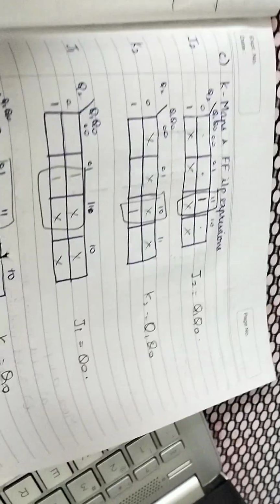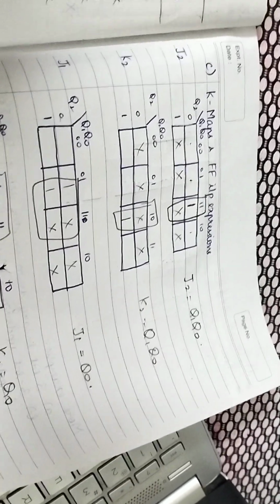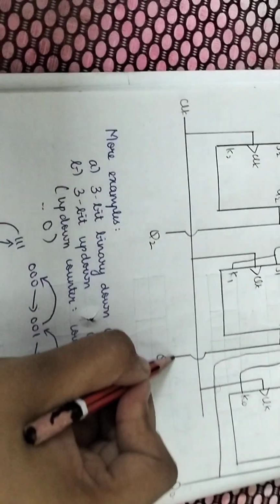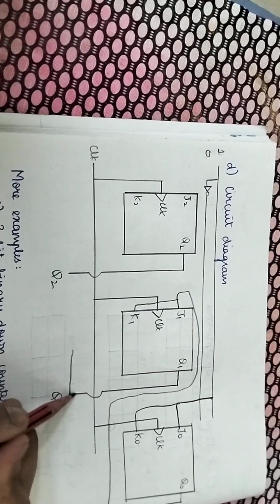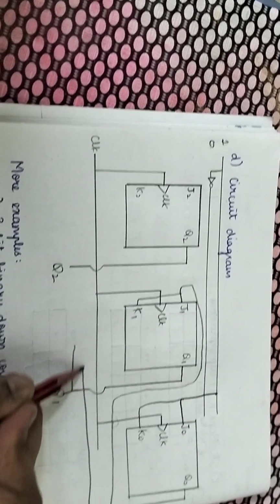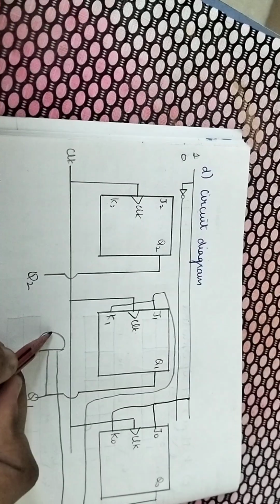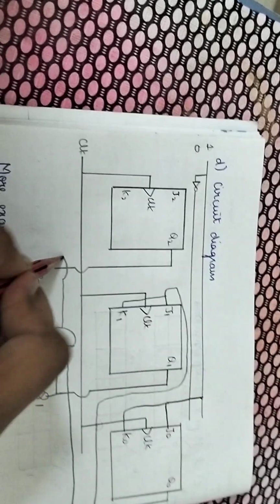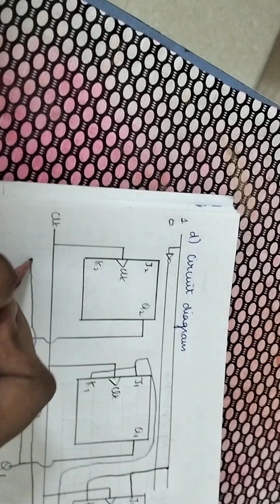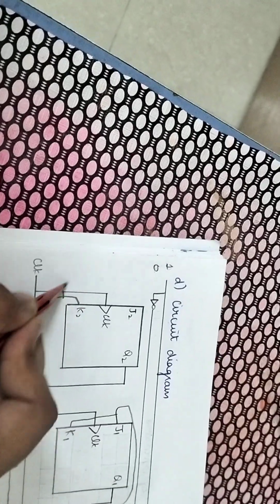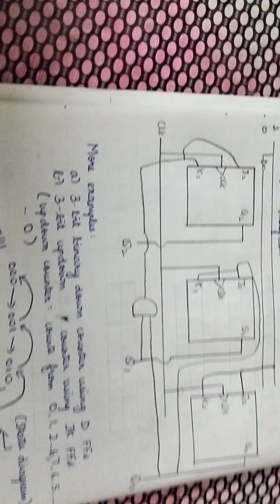Finally, we have J2 and K2 are Q1 and Q0. So you take Q1, you take Q0, connect them by an AND gate, you take that, and that becomes your J2 and K2. So this is what your 3-bit counter looks like.